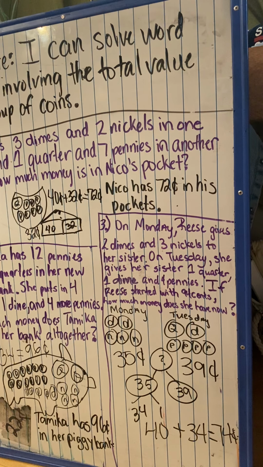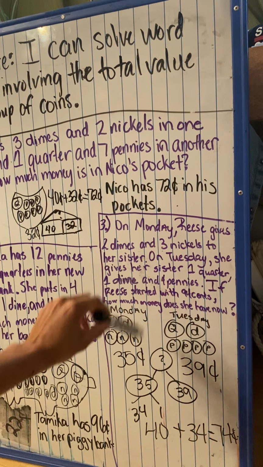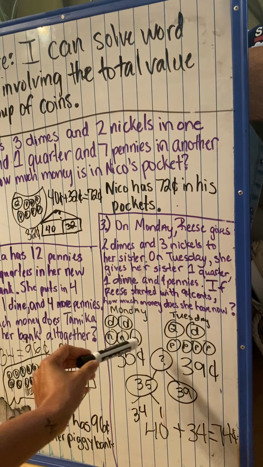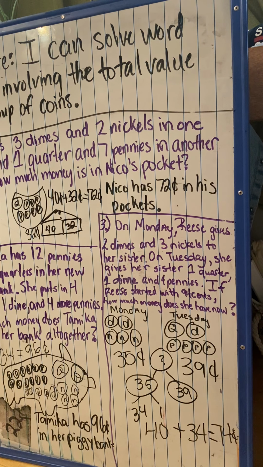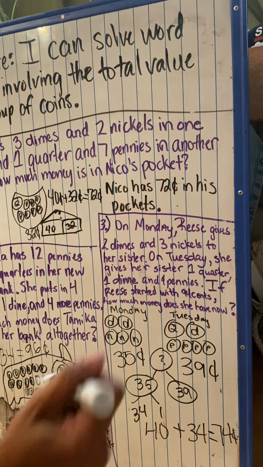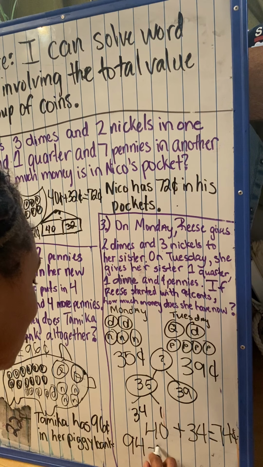We're not done yet because they don't want to know how much money she gave her sister. They want to know if she started with 94 cents, how much money does she have now? So that means this time we need to subtract 74 from the 94. So now our new number sentence will be 94 minus 74.